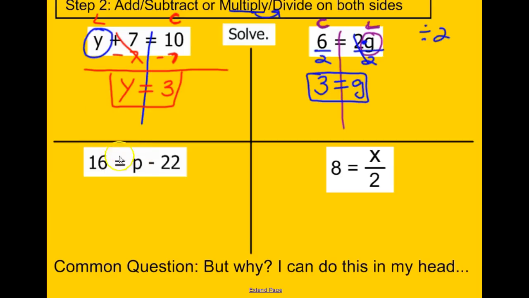Down here, same thing. Let's set it up. Draw your line down. We want to get p all by itself. This negative goes with the 22. The opposite of a negative 22 would be a positive 22. Whatever you do to one side, we have to do to the other.